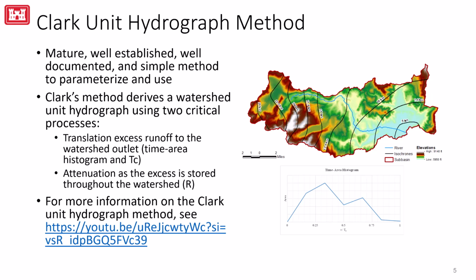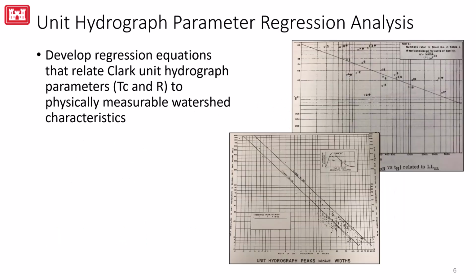The Clark unihydrograph method is the most widely used transform method in the world. It's been around for over 80 years now, and engineers continue to use it in thousands upon thousands of individual analyses each year. For more information on this method, check out the link here for a detailed video explaining its derivation. Now for some specifics related to the unihydrograph parameter regression analysis.